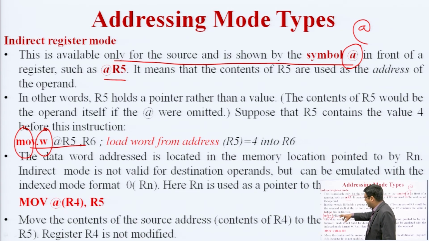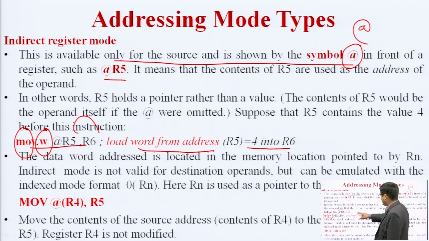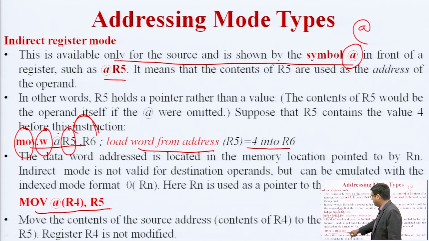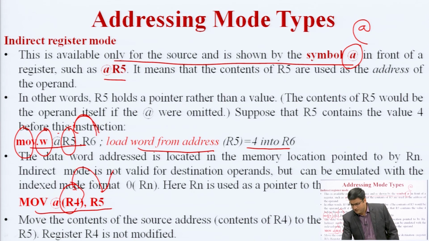we are moving the contents at the memory location in R5 into R6. So, now this is not a value, this is the address. Load word from address R5, meaning the address, not a value. How can we represent it? With @. The @ directly indicates that R5 is the address, not a value. So, we are moving the word from address R5 into R6. MOV @R4, R5 means that we are moving the contents from memory location R4 into R5. This is indirect register addressing mode.